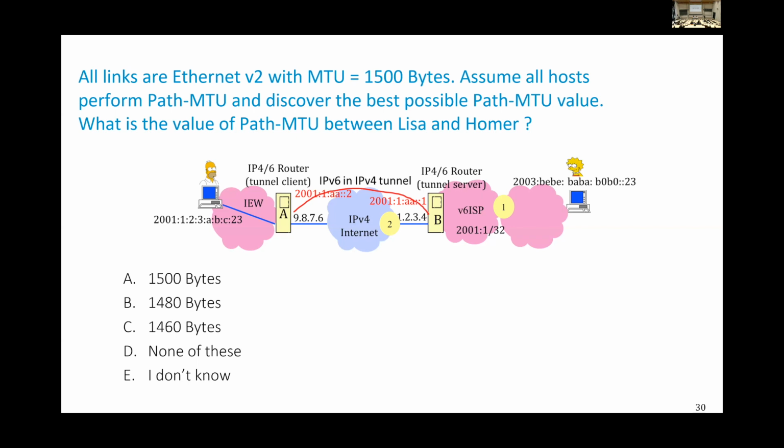Closing. And the majority says B, which is the correct answer. So here I'm creating an IPv6 packet. What's the maximum size this IPv6 packet can have? Locally, 1500 bytes. But then this IPv6 packet will be put inside an IPv4 packet, which consumes 20 bytes of header if there is no IPv4 option, which is not certain. Most of the time there is not, but not always. So in the best case, we lose 20 bytes here.